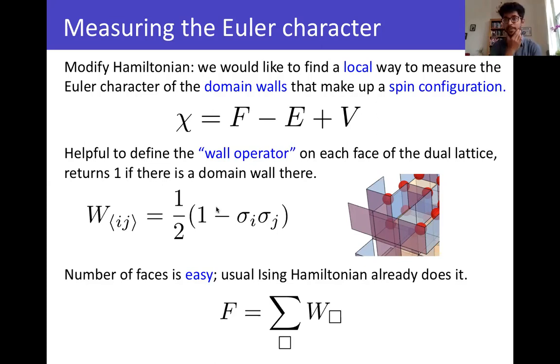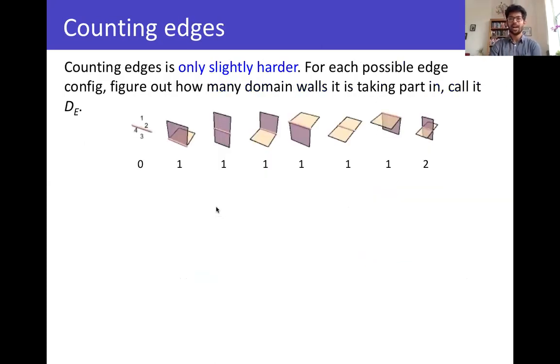Next up, edges. Edges are a little bit harder, but only slightly. Let's think about what we're trying to do here. Every edge on the dual lattice might or might not take part in a few domain walls. What we're trying to do is count the number of domain walls that the edge is taking part in. It's important that we count. For example, here I have no domain walls, so the edge is taking part in nothing, and I should get 0.